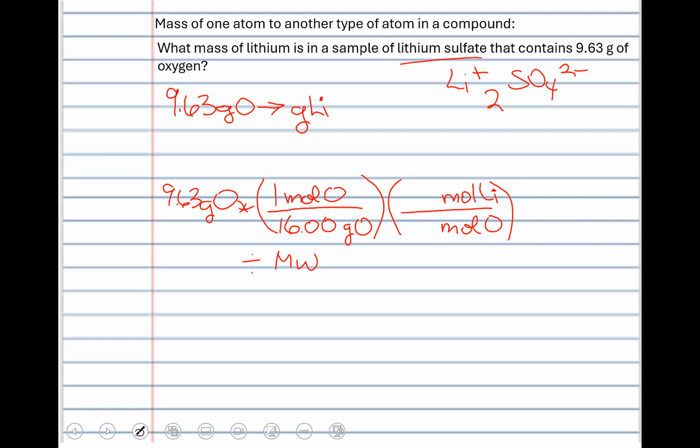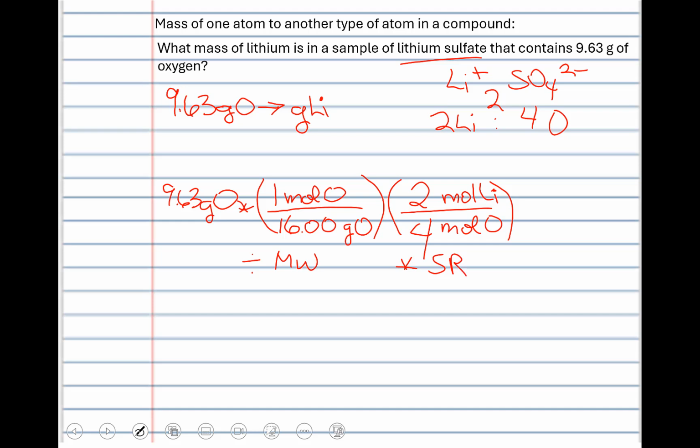1 sulfate. This gives us a ratio of 2 lithium to 4 oxygen, and that is what we will use in this ratio here, 2 lithium to 4 oxygen. So what we're doing here is multiplying by what we call the stoichiometric ratio.